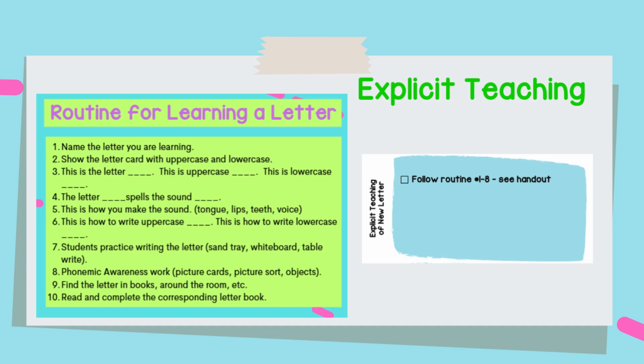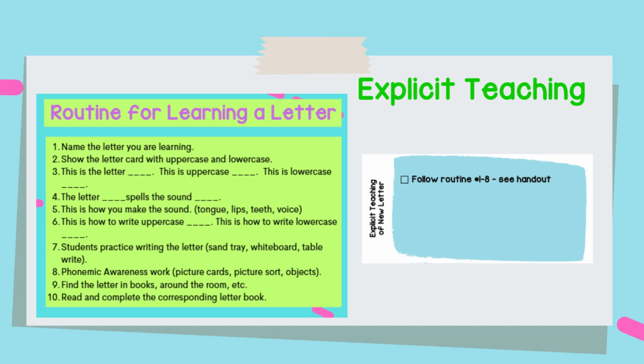You might also pull out the ABC chart that comes with the curriculum and show them that on the ABC chart. In number 3, you're going to say, this is the letter, this is what the letter looks like in uppercase, this is what the letter looks like in lowercase. And then in number 4, you're going to tell them what the letter spells. So the letter A spells the sound ah, and you're going to practice that. You're going to practice that in number 5 too, making the sound.